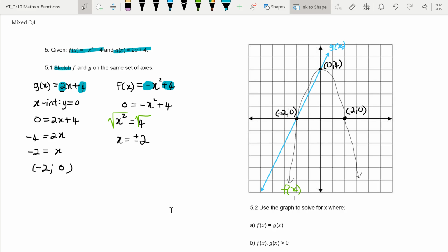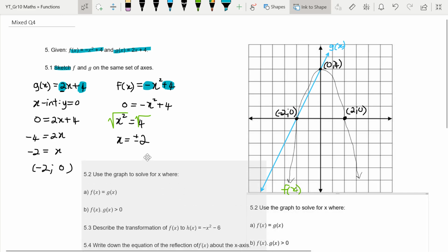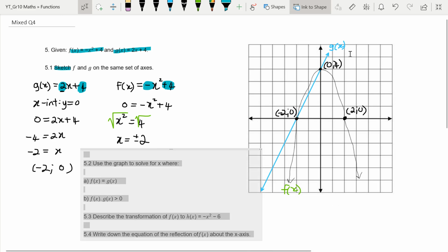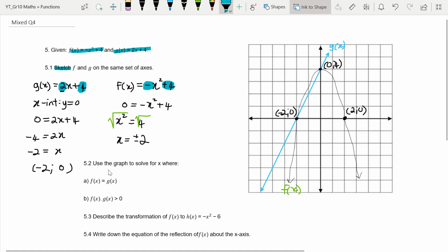Now we're going to answer some questions about these graphs. I'm going to move these questions up there so that we can have them close to the graph. Okay. Use the graph, that's so important, to solve for x where f of x and g of x are equal to each other. Why am I saying it's very important that we're using the graph? We're not going to work that out algebraically.